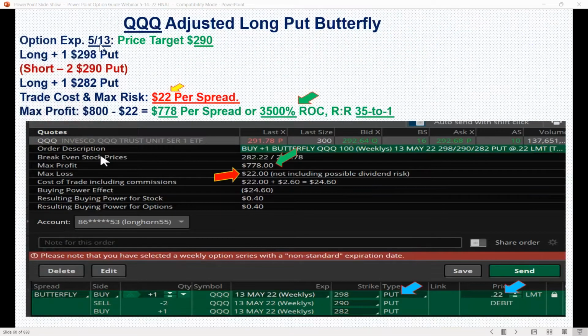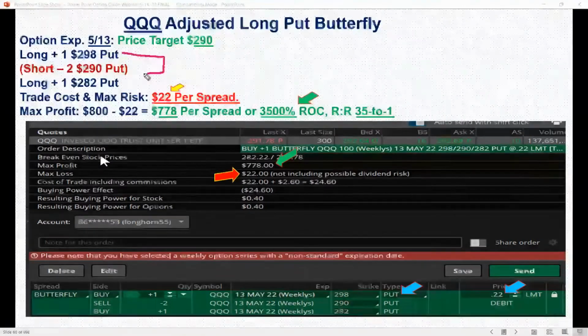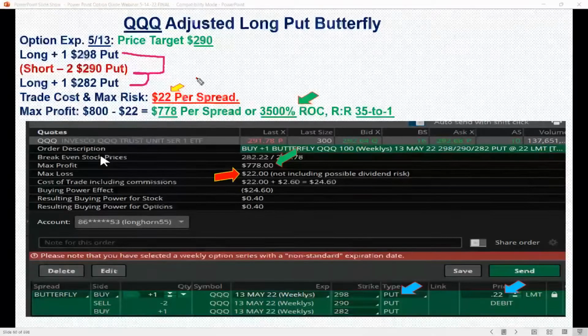at risk. So when it spiked down, we were able to adjust it, and we ended up long the 298 put, short the 290 put, and then long the 282 put. So we have an $8 wide spread on this butterfly, and look at the risk. So we have this butterfly trade now set up. So $8 wide spread, $800. Look at the cost of the trade now. We've reduced it now to $22 by adjusting to the butterfly.